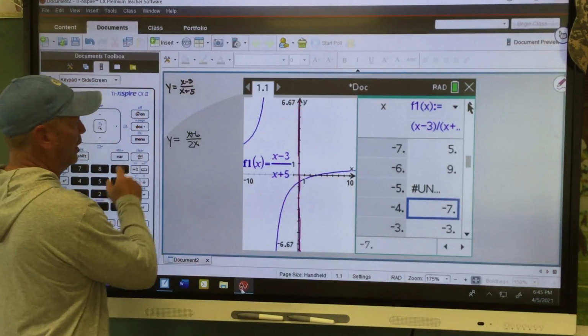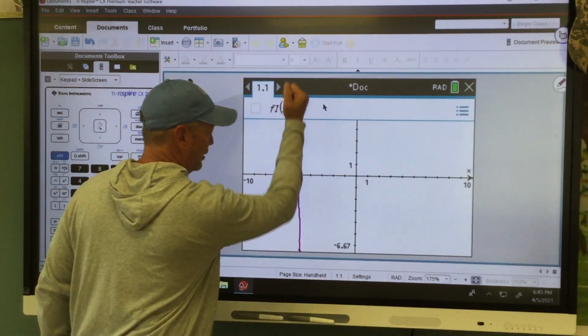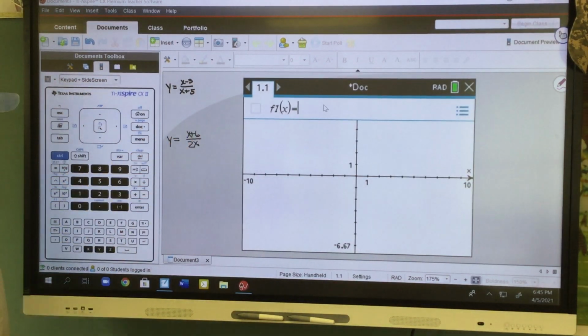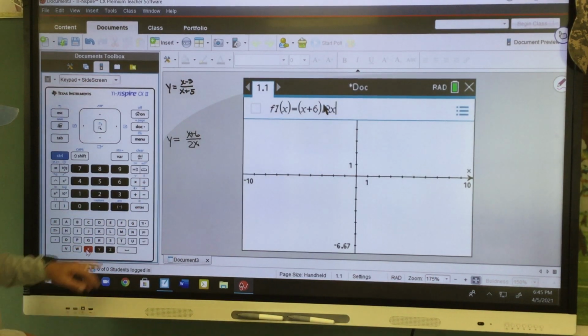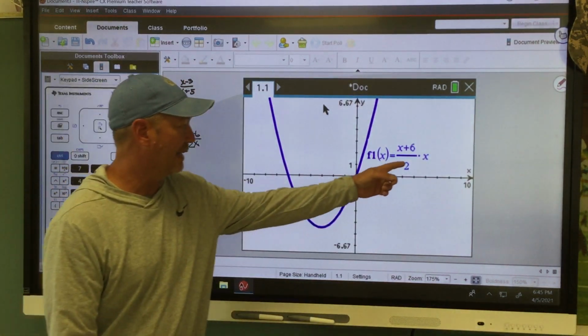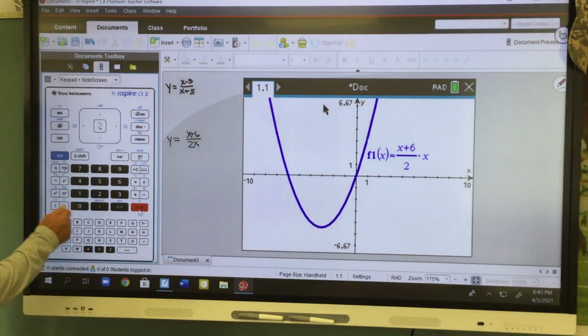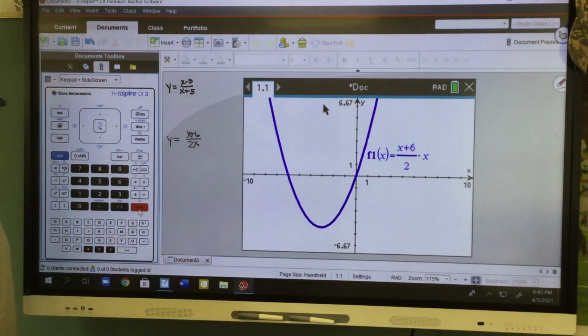So we're going to say new graph. Let me erase this, okay? All right, so we're going to put in, remember how we're going to do this with parentheses. We're going to say parentheses, x plus 6, divided by, and we're going to say 2x. And we're going to say enter. And that's not what I thought it was going to look like. Do you understand? So we have to delete that. We want it to look like this.